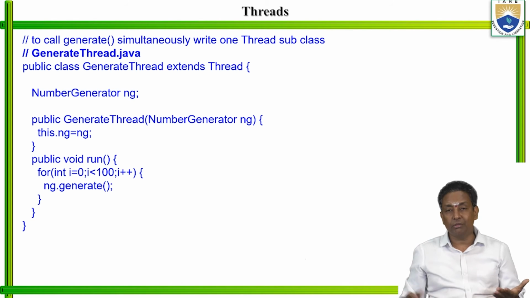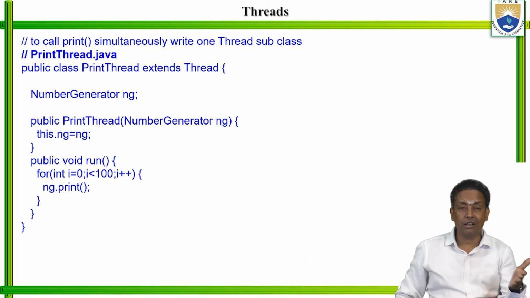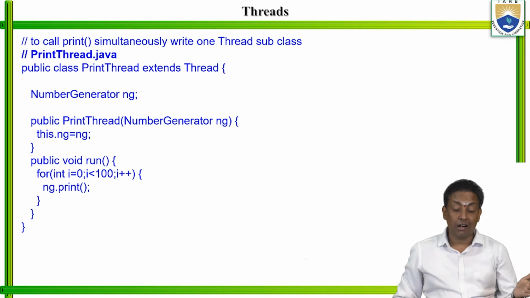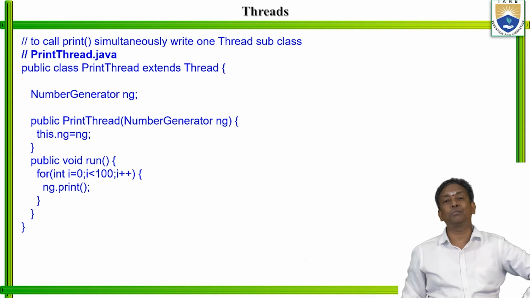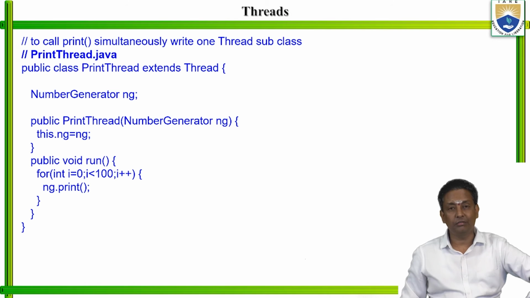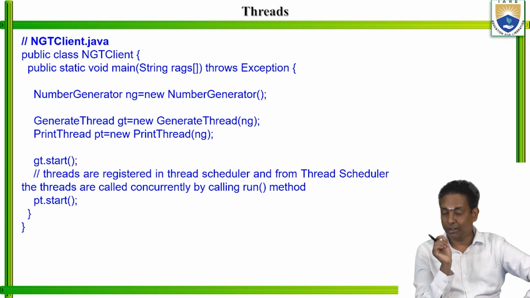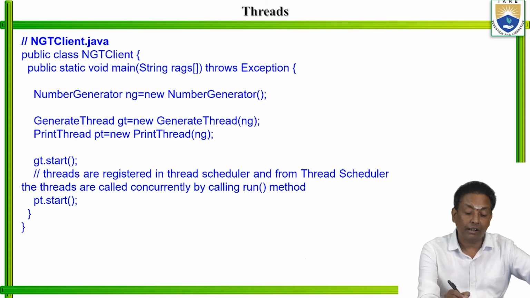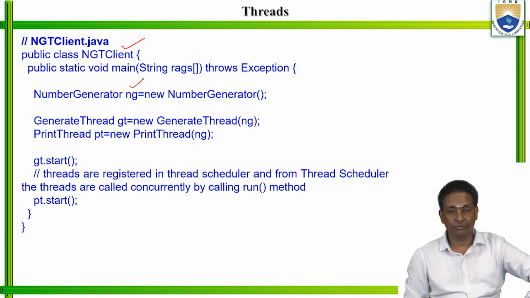Instead of wasting two NumberGenerator objects in two threads, can't this GenerateThread class and PrintThread class share a single NumberGenerator object? Can you do it? If you want to do it, leave both thread programs and come to the client. In the client, you clearly observe that I am creating a NumberGenerator class object. One object.